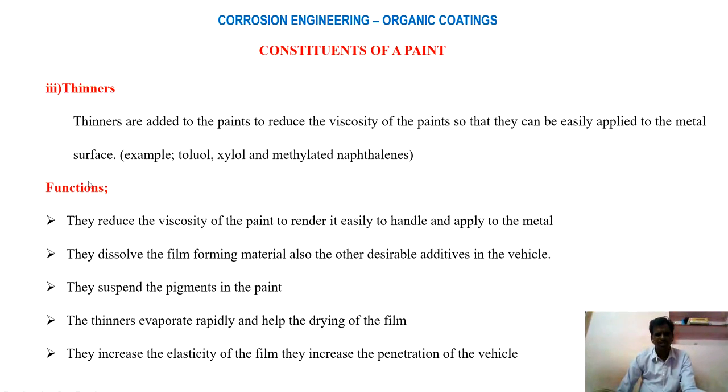What are the functions? These thinners are used to reduce the viscosity, they dissolve the film forming materials together, and they suspend the pigments in the paint. After evaporation of these thinners, the film will dry very speedily. That means the film will dry easily. To increase the elasticity of the film, we have to use these thinners in the paints.